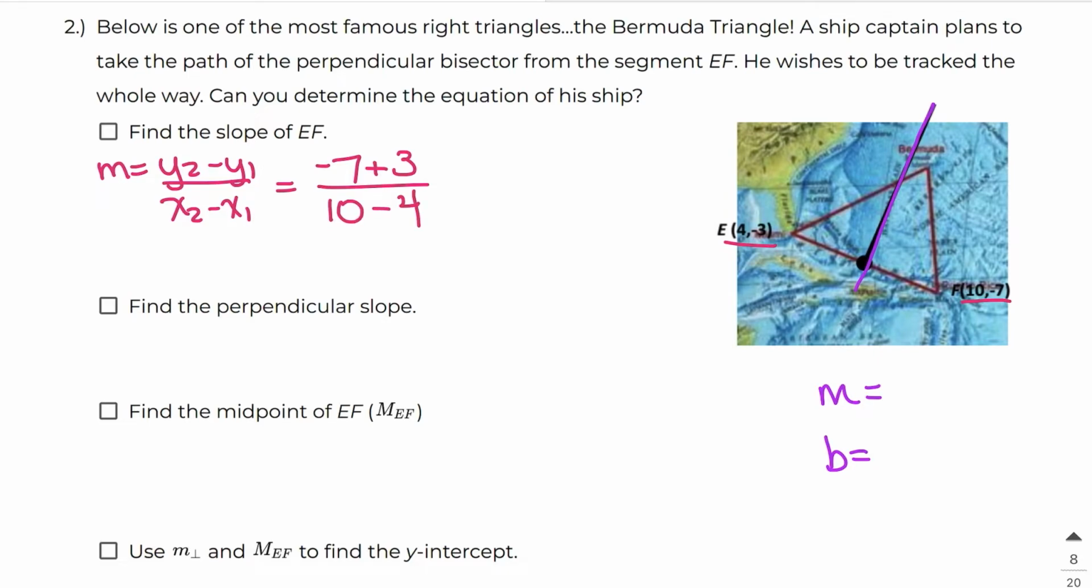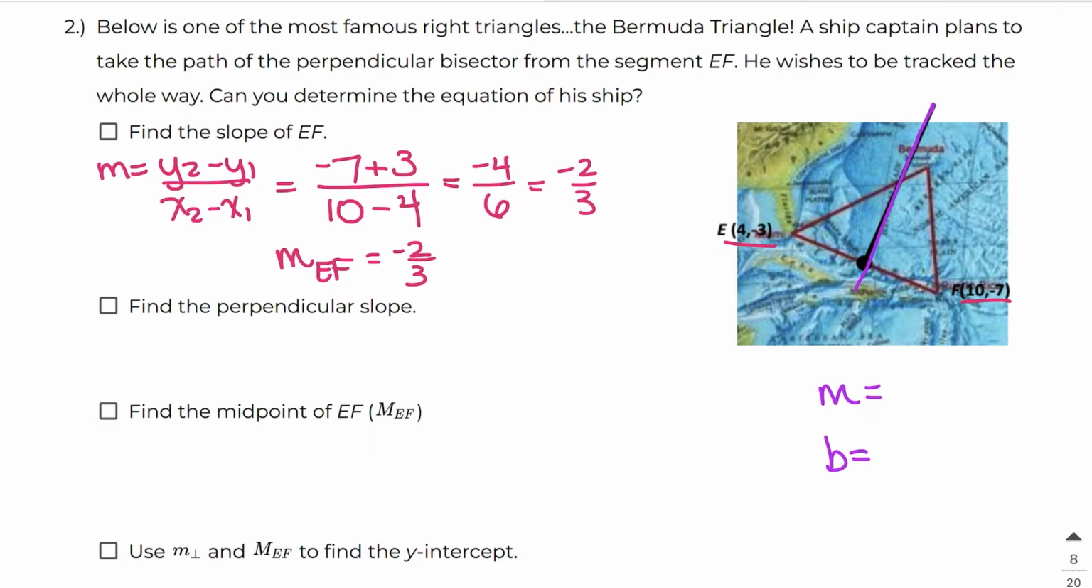I'm not going through how to find the slope, like I'm not teaching a lesson on finding the slope, so if you need help with the actual finding of the slope, come see me and I will help you out, okay? That's why I'm just plugging numbers in right now. So -7 plus 3 is -4, 10 minus 4 is 6, -4 over 6 is -2/3. Okay, that means that the slope of EF is negative 2/3.